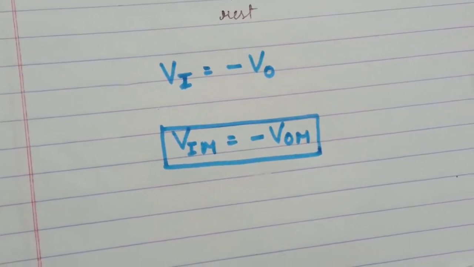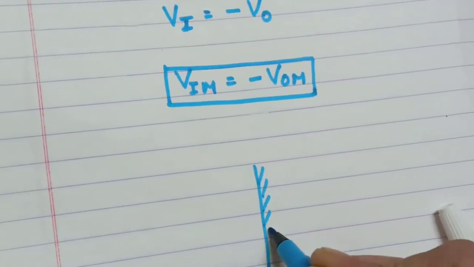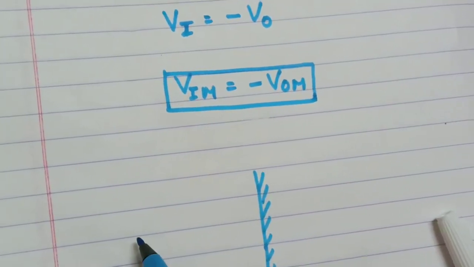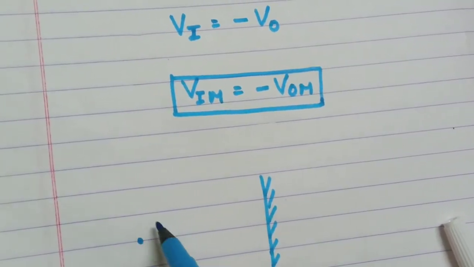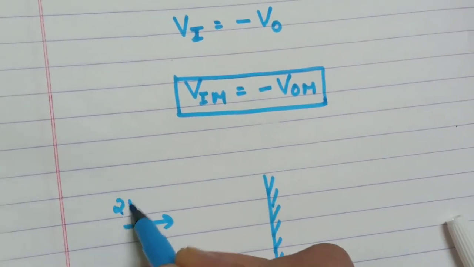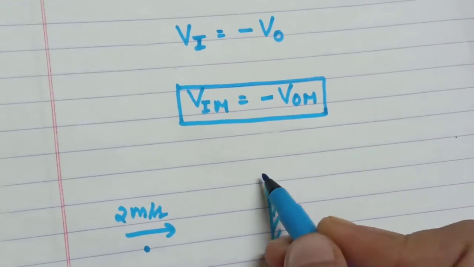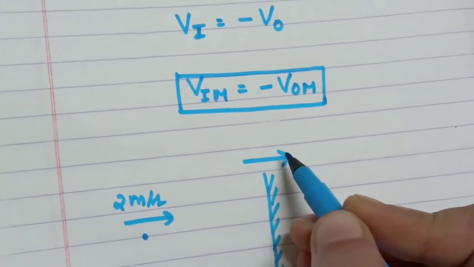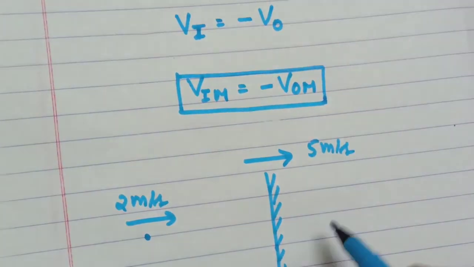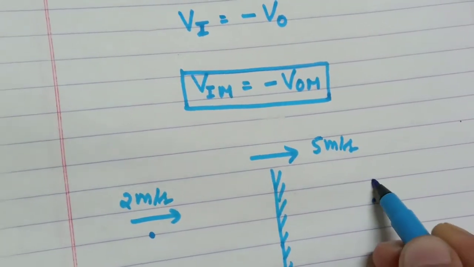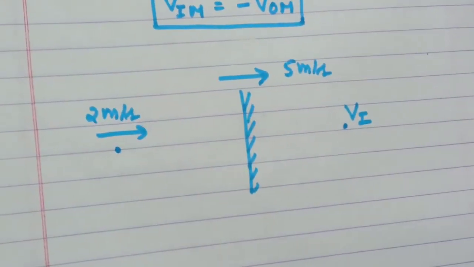Now if there is a mirror and this is the object, the object moves towards the mirror with a velocity of 2 meter per second, and the mirror moves in the opposite direction with a velocity of 5 meter per second. So what is the velocity of the image?